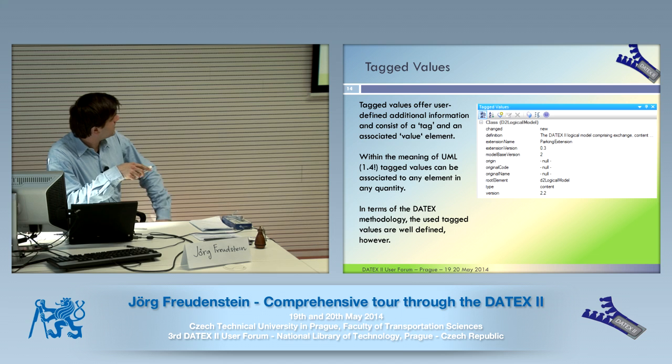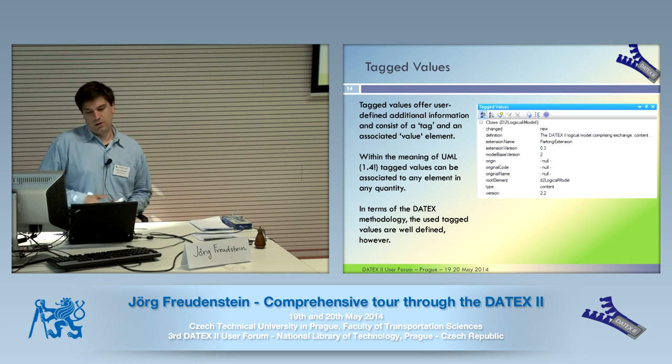And these are the tagged values of the root class, and here you can see we have some version information, some name information. So we have a lot of additional information packed into this UML model.